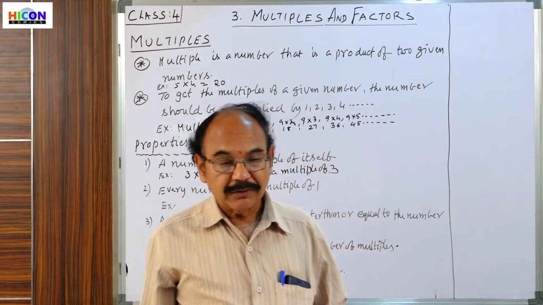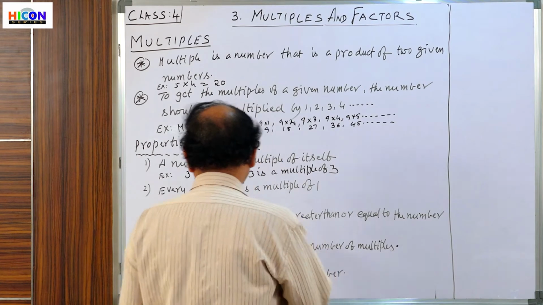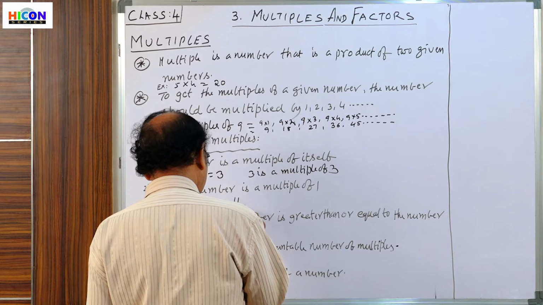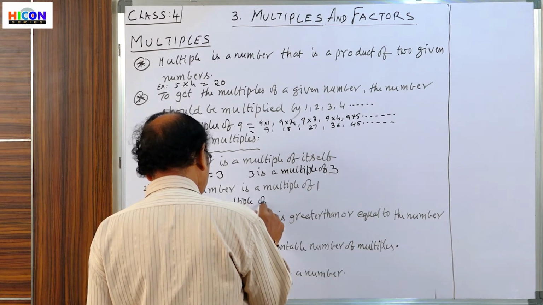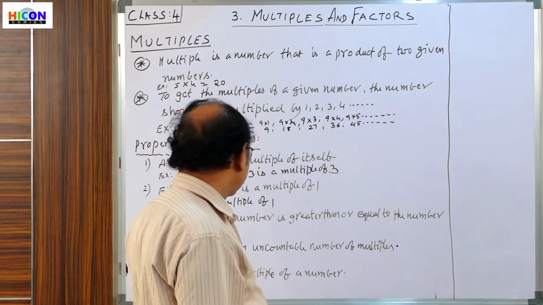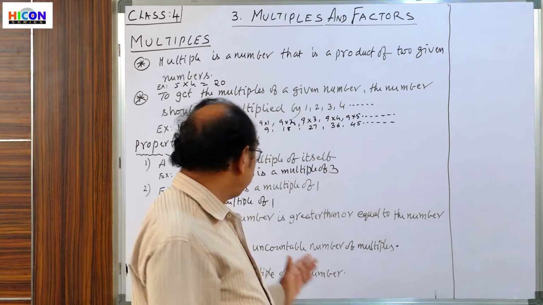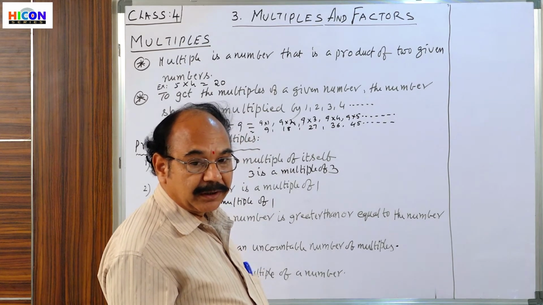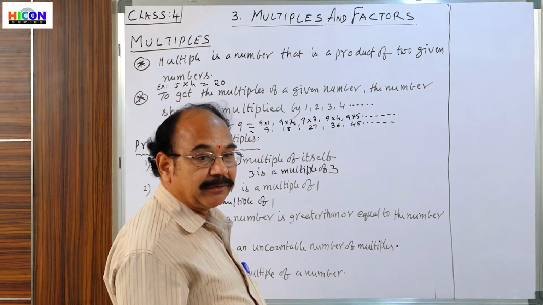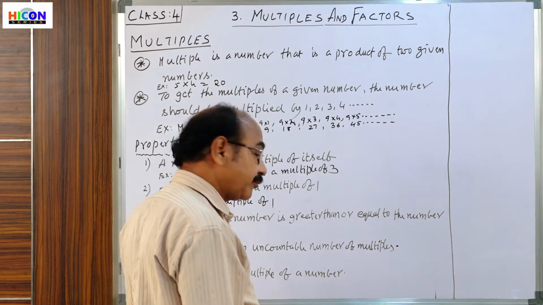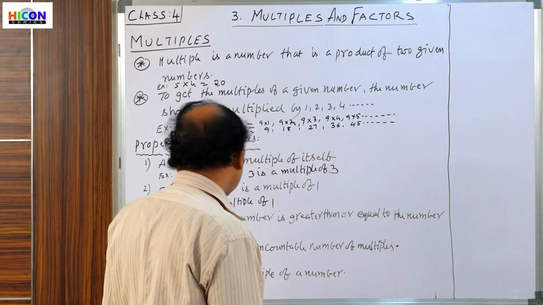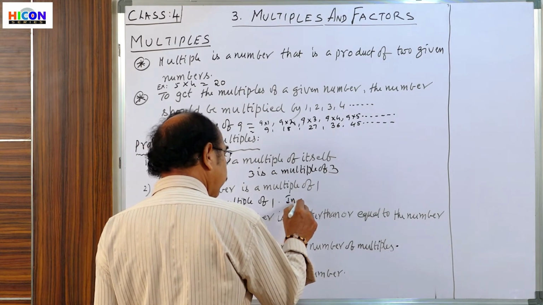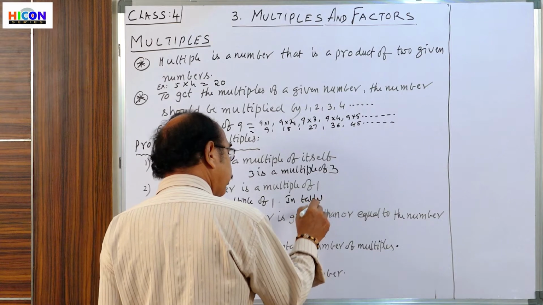5 is a multiple of 1. 7 is a multiple of 1. See? 7 is a multiple of 1. Why? Because when you are reading the one table, we are getting 7. In one table, every number we can get. The reason is what we read in table 1.